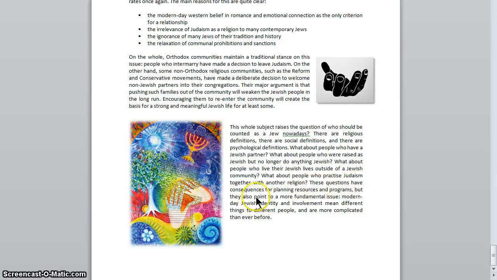These questions have consequences for planning resources and programs, but they also point to a more fundamental issue. Modern-day Jewish identity and involvement mean different things to different people and are more complicated than ever before.